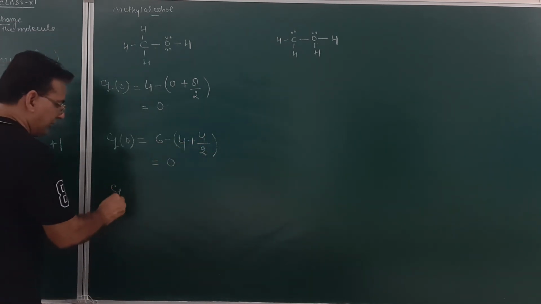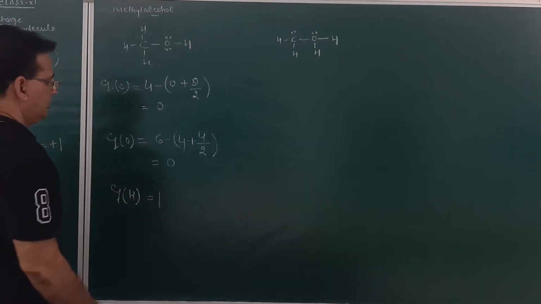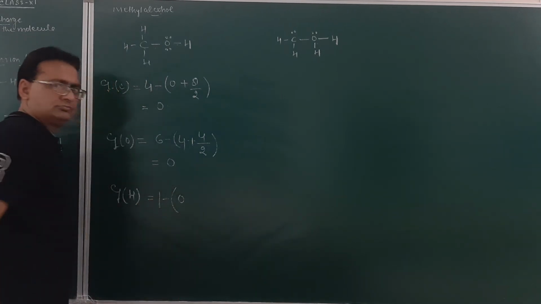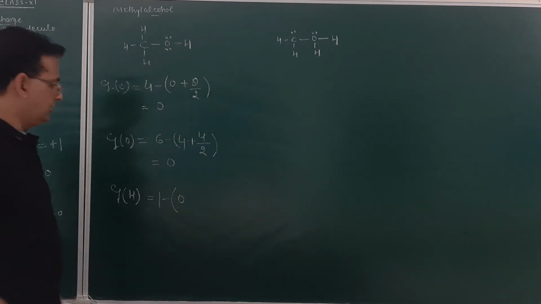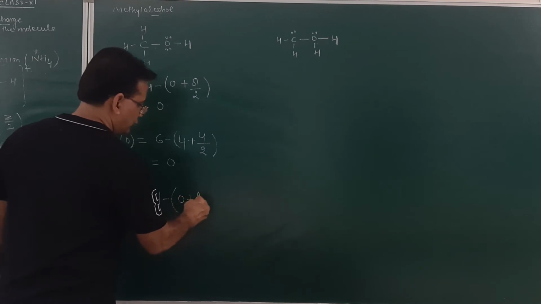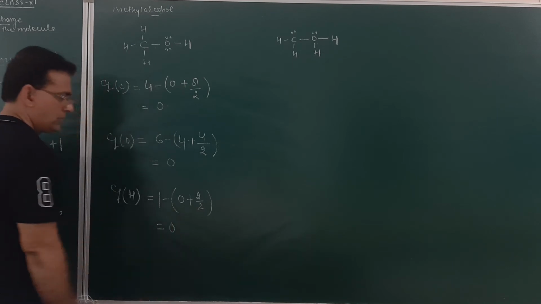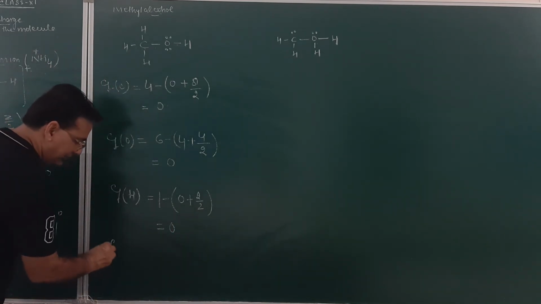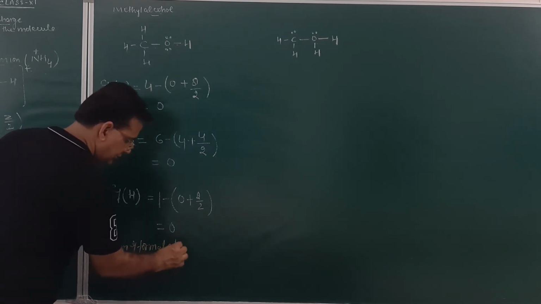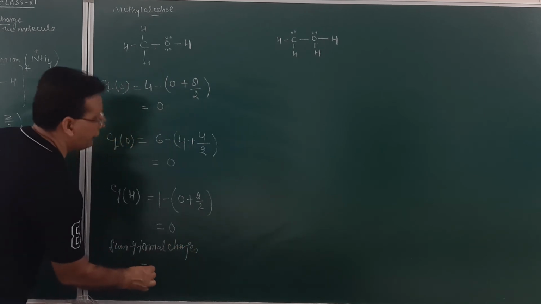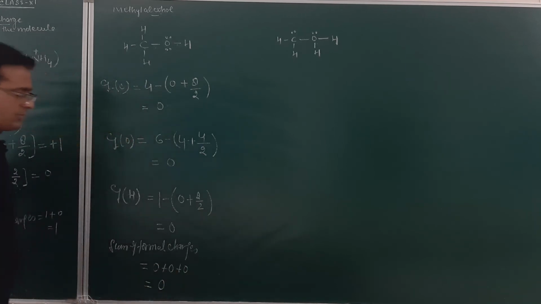Now, if I find out the formal charge for hydrogen, the number of electrons in the valence shell is 1, minus 0, as it has no unshared pair of electrons. How many bonds does each hydrogen atom make? 1. So, plus 2 by 2, and the value comes to be 0. Fine. Sum of formal charges will be equal to 0 plus 0 plus 0, and this will be equal to 0. Am I clear?